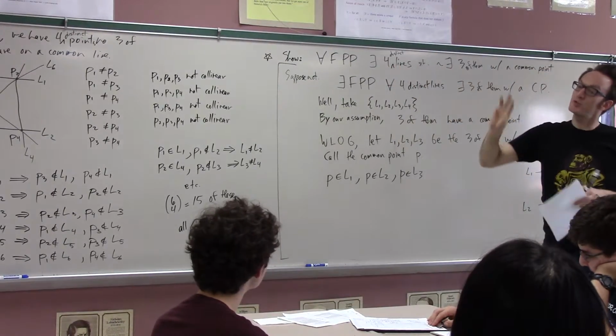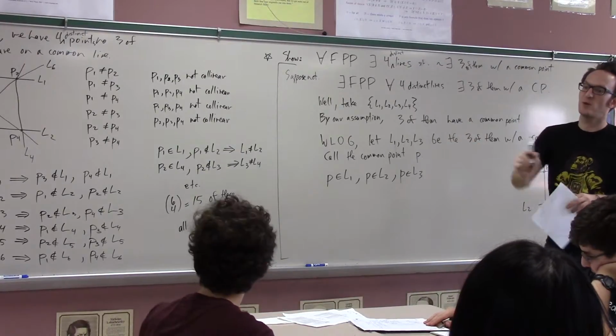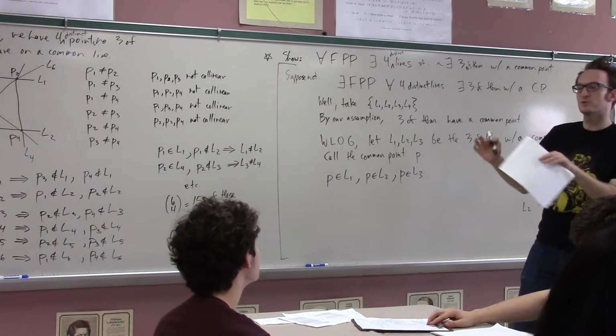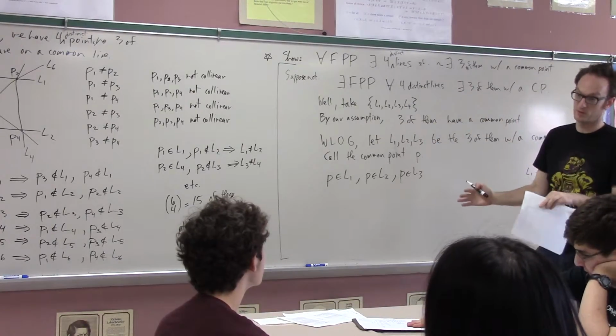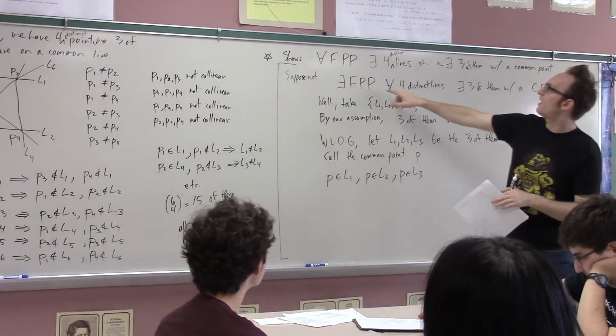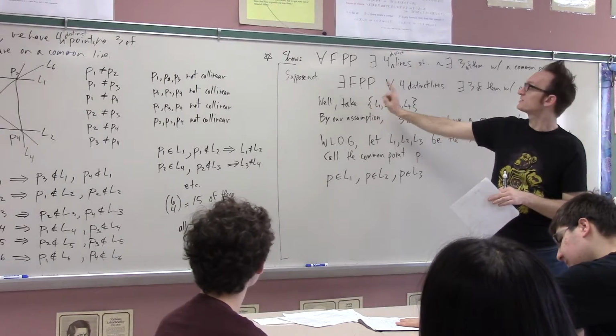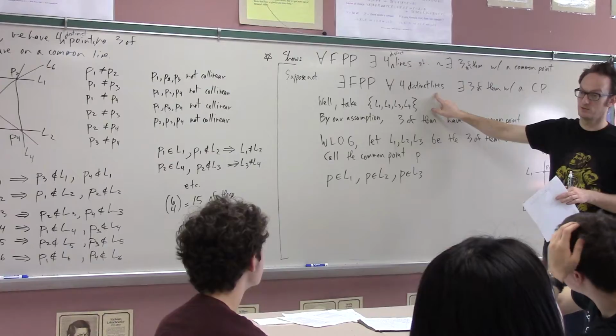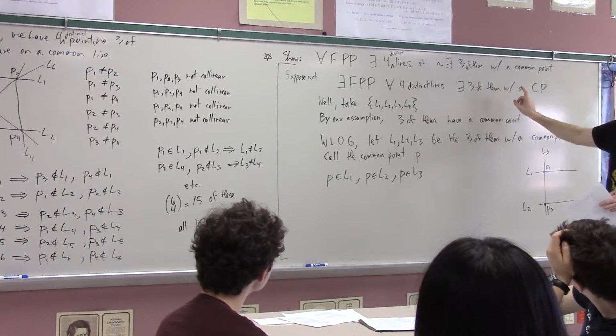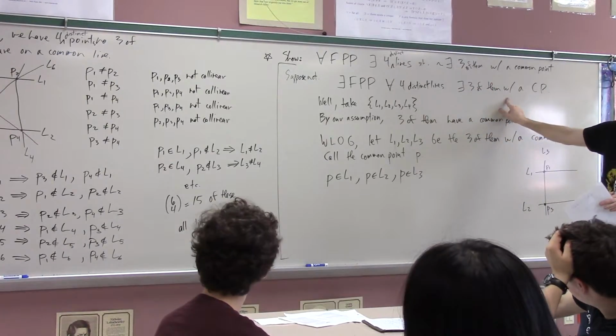That doesn't mean that no 3 lines have a common point. But it means it's possible to find 4 lines that don't have a common point. And so now I'm supposing that that's false. If that's false, then any 4 lines which I pick whatsoever, 3 of them must have a common point.